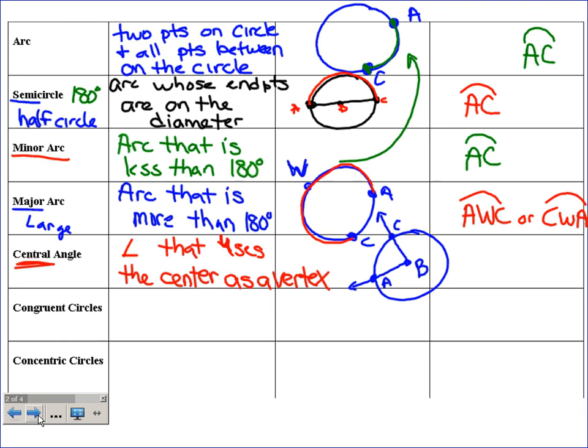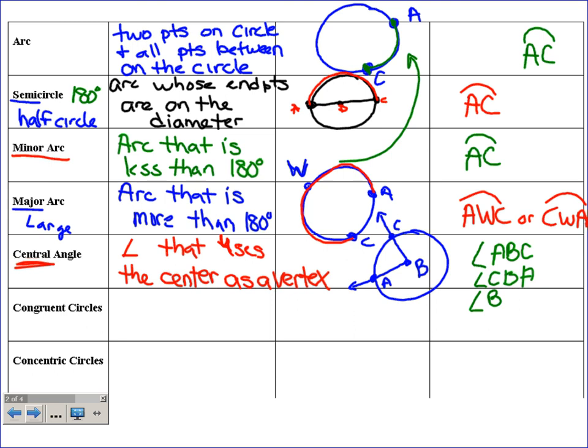Okay. So the way that I'd write this is you could write this as angle ABC. You could write it as angle CBA. You could write it as angle B. Would all be acceptable ways of writing that. All three of those, they're all the same. Okay? The central angle.